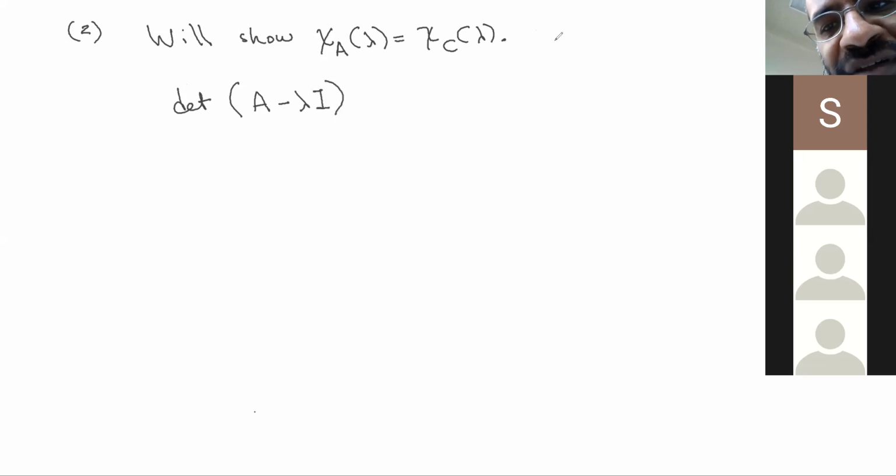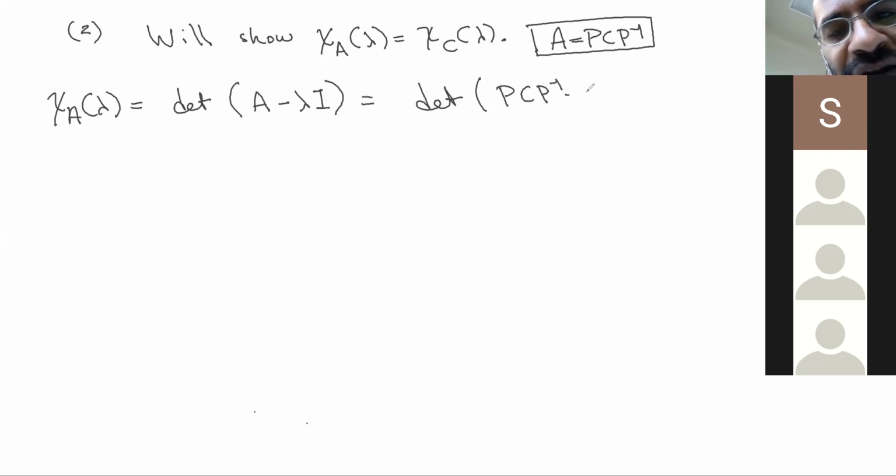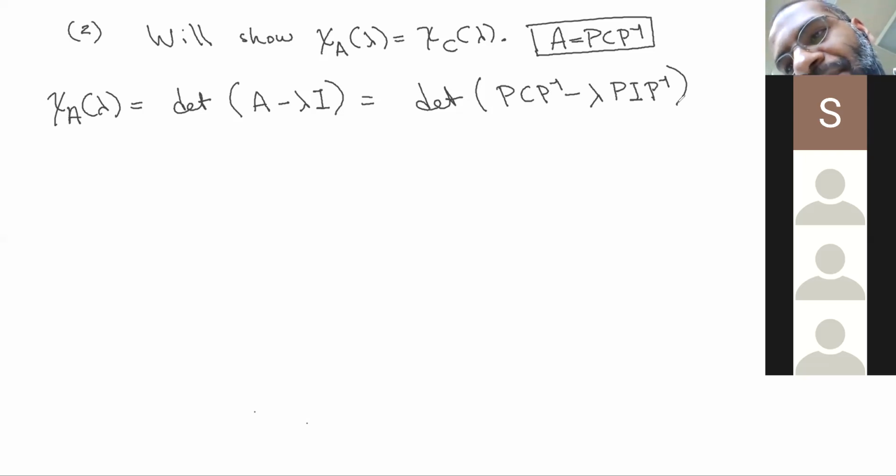But what do I know? I know that they're similar. So I know that A equals PCP inverse. So I can substitute this, and I get that this is, by the way, the characteristic polynomial, the determinant of PCP inverse minus lambda times identity. Now I'm going to do something a little funny. I'm going to write that as lambda times P identity P inverse. I can do that, right? Because P times P inverse is identity. They cancel.